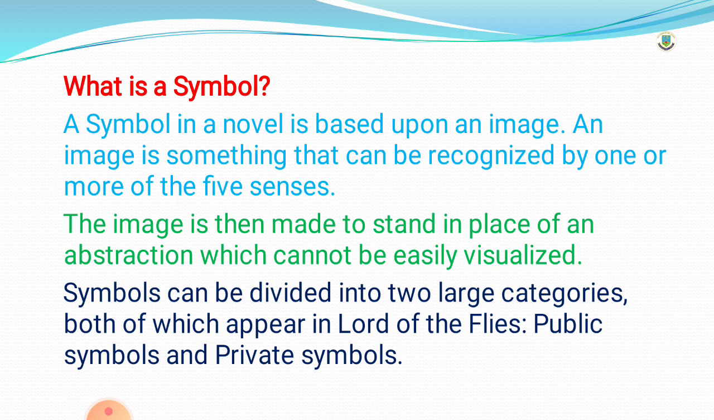We have a symbol. What is a symbol? A symbol in a novel is based upon an image. An image is something that can be recognized by one or more of the five senses. The image is then made to stand in place of an abstraction which cannot be easily visualized. Symbols can be divided into two large categories, both of which appear in Lord of the Flies: public symbols and private symbols.